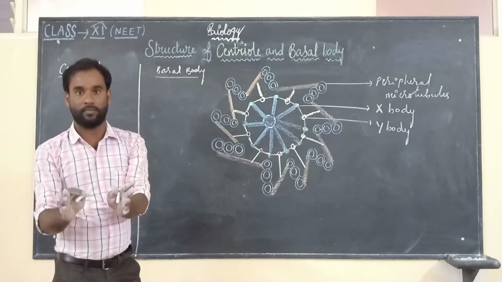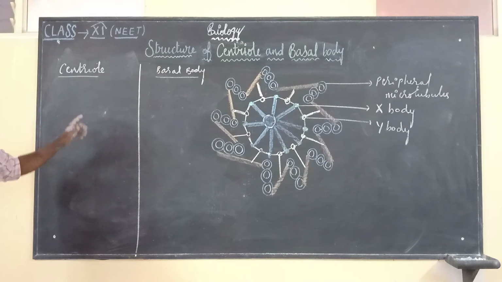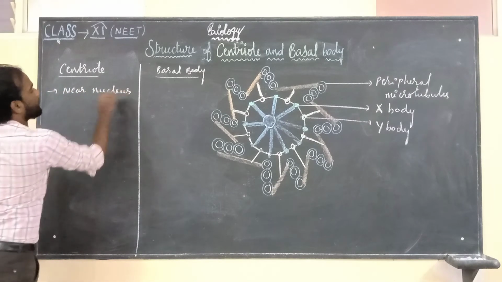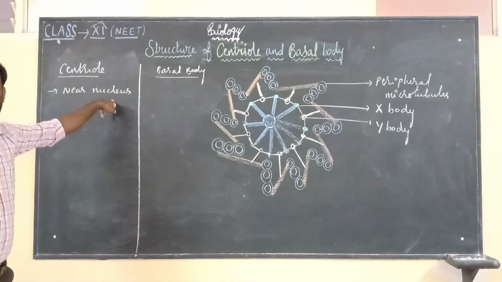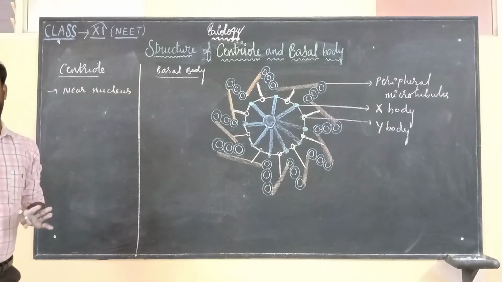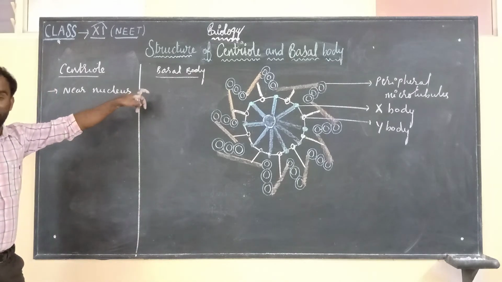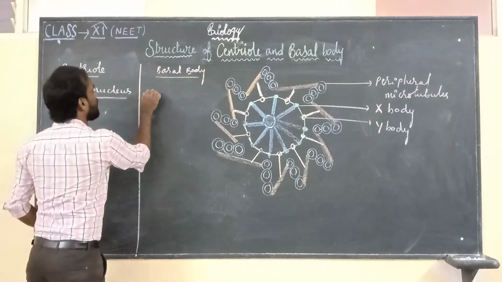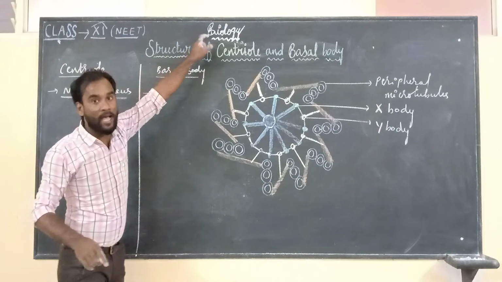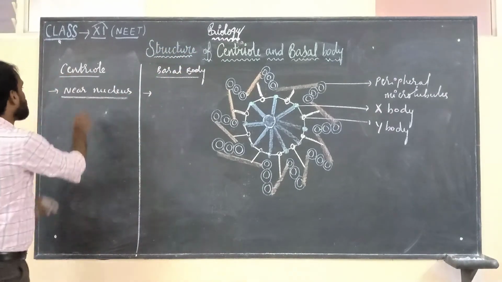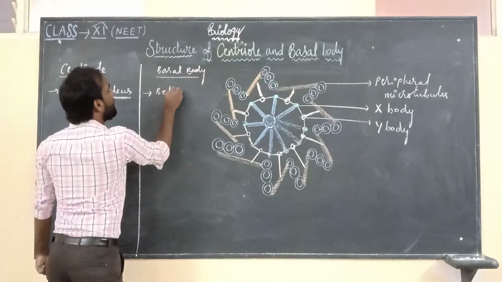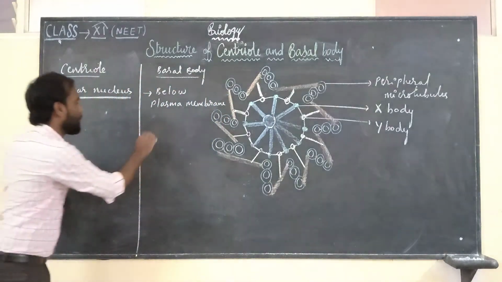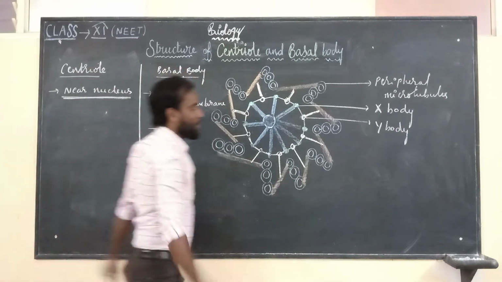Both their structures are the same, but there are little differences between centriole and basal body. For example, centriole is present near the nucleus, whereas the basal body may be present anywhere where there is a cilia or flagella. Very simply, centriole is present near the nucleus, basal body is present below the plasma membrane. Just below the plasma membrane, this basal body will be present.